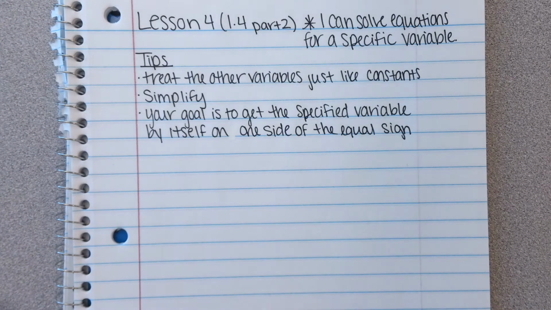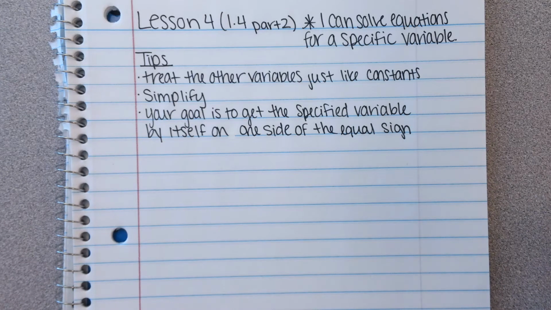Okay, here are the tips. 1, treat the other variables just like constants. If you need to move an R, treat it just like a 5. 2, simplify. There are some instances where you might need to simplify. You can make the problem as simple as you can. This shouldn't be a huge complex process. It's pretty simple, so keep it simple.